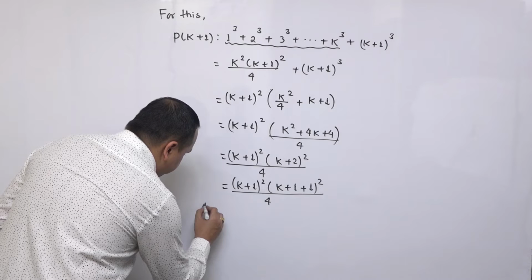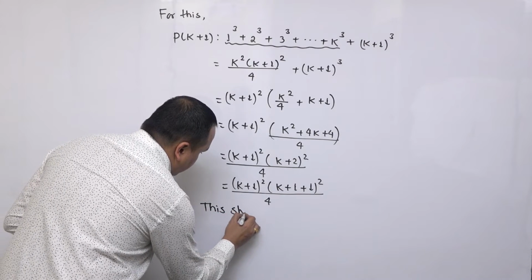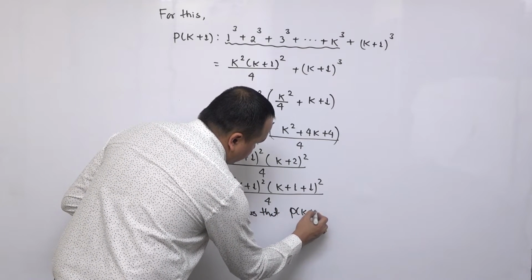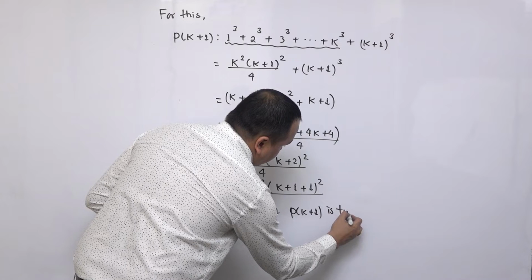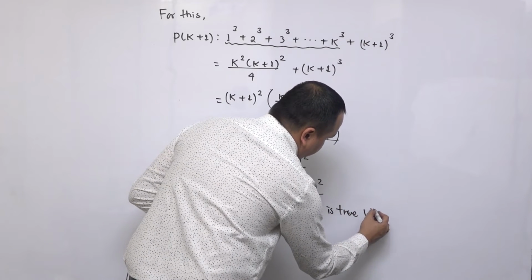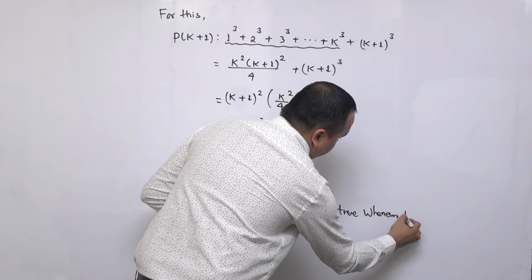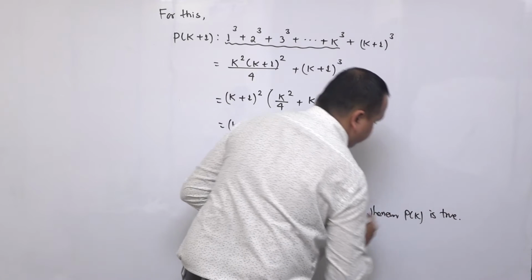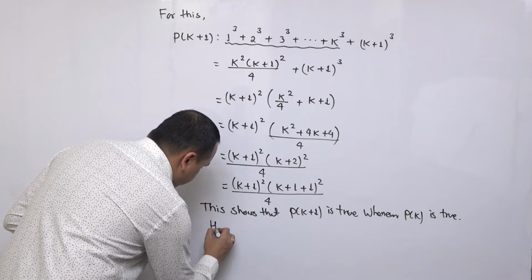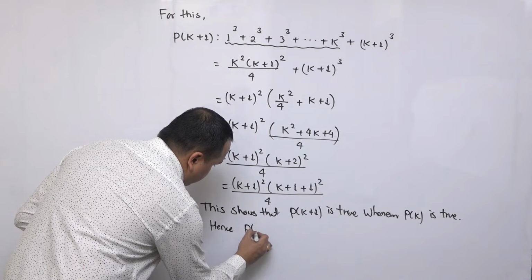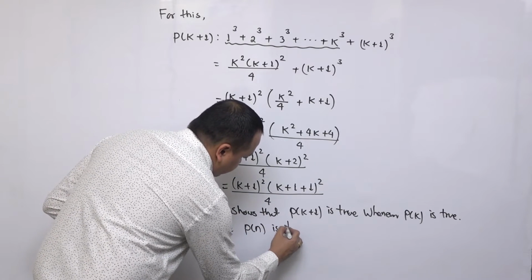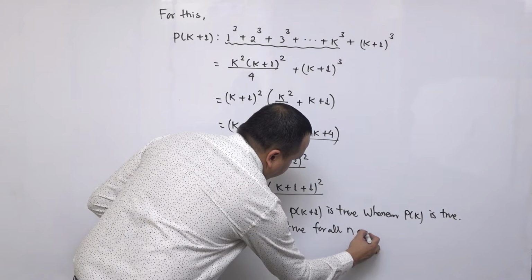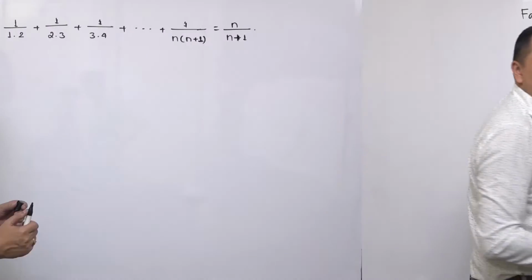This showed that Pk plus 1 is true whenever Pk is true. Hence, Pn is true for all n belongs to natural numbers. We take another example.